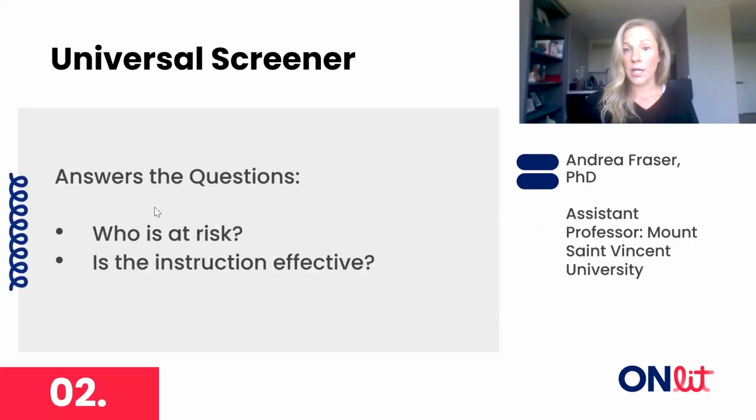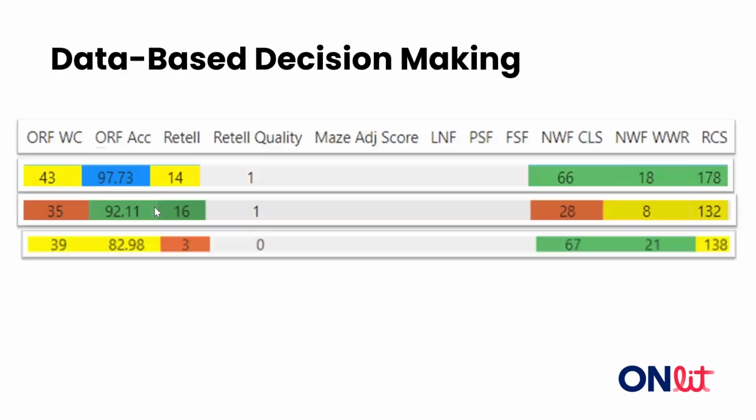What is the information a universal screener will provide? These measures will identify which students are at risk for reading difficulties, and at the classroom level, they can inform around if that core Tier 1 instruction is effective. Teachers will use the data to make informed decisions about next steps for students.